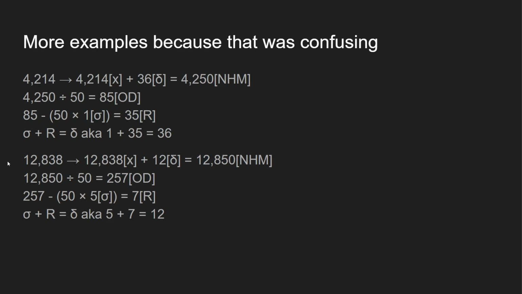Another example, 12,838. X is going to be that. 12 is the delta, which gives us 12,850, because 838 plus 12 equals 850. So this is our next highest multiple of 50. Again, we're going to divide by 50, which is 257. Again, shouldn't be too complicated to do this off the top of your head. You simply multiply this by 2, which will give you 24, and then you're going to have to carry a 1 here.